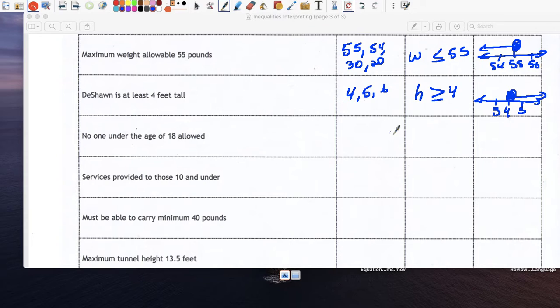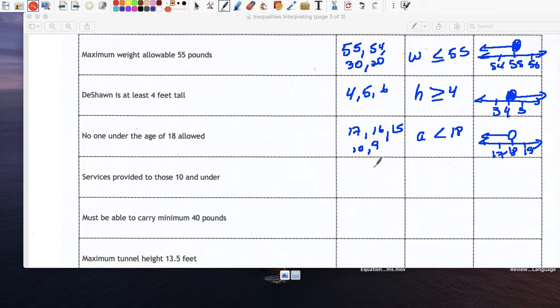No one under the age of 18 is allowed. So if you're 17, you can't go in. You're 16, you're not allowed. 15, 10, 9. So your age, under 18, not allowed. So all the people that cannot go in are the people under 18. If you're 18, can you go in? Yes. So we don't shade that. Okay.